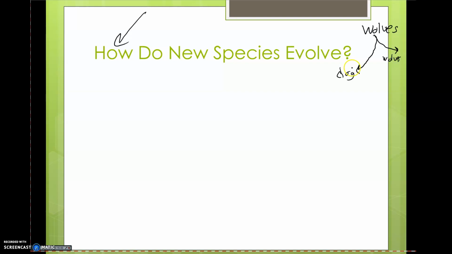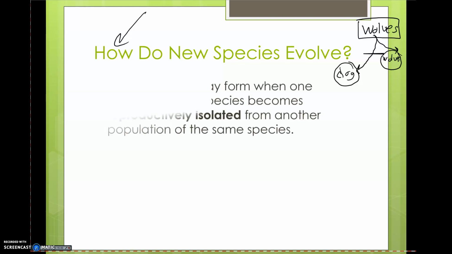So now we have two species. We have a species of animals called dogs and a species called wolves, but they came from the same ancestor group, which was wild wolves maybe thousands of years ago. So that's called speciation. How did it happen? That's what we got to look at here.